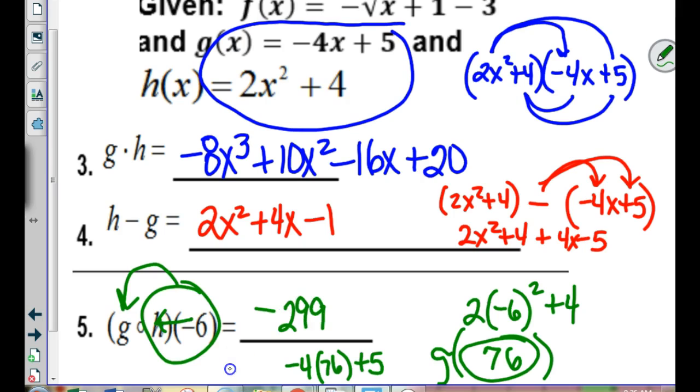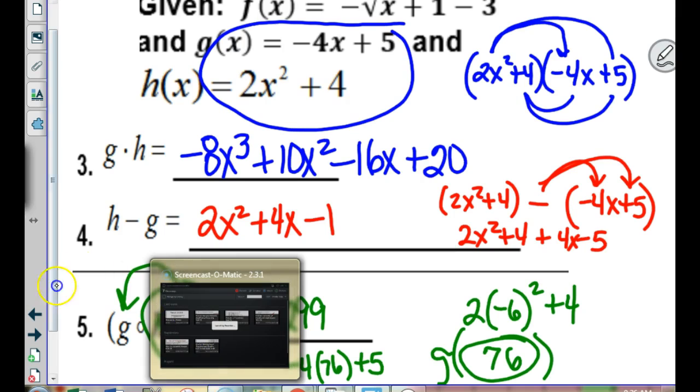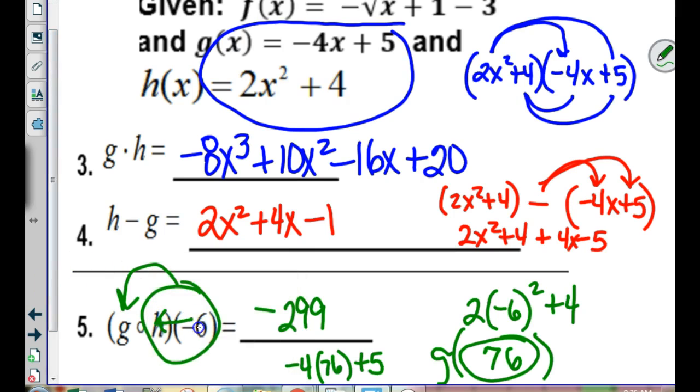Someone else get that? Everybody okay? Do you want me to show the other method? Put the whole h into g? Sounds miserable to me. All right.